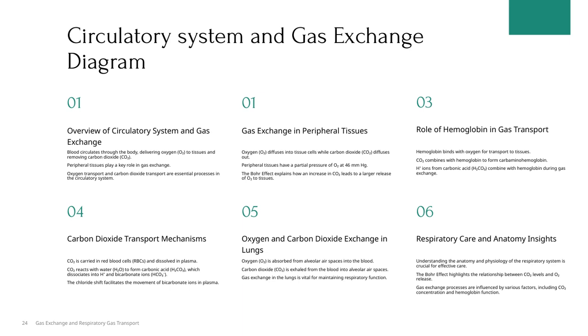Moving to peripheral tissues, oxygen diffuses from the blood into tissue cells, while CO2 diffuses out of tissues into the blood. The partial pressure of oxygen in these tissues is about 46 mmHg. The Bohr effect again plays a role here. When CO2 levels rise, it promotes the release of more oxygen from hemoglobin, ensuring tissues receive enough oxygen during increased activity. In the circulatory system, blood plays a crucial role in gas transport. Hemoglobin binds with oxygen for delivery to tissues and also forms carbaminohemoglobin when it binds with CO2. Additionally, hydrogen ions from carbonic acid bind to hemoglobin, helping buffer blood pH during gas exchange.